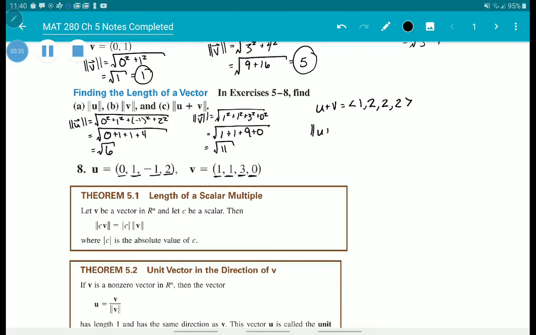And then if we find that magnitude, it would be the square root of 1 squared plus 2 squared plus 2 squared plus 2 squared. So 1 plus 4 plus 4 plus 4. And we're going to get the square root of 13.